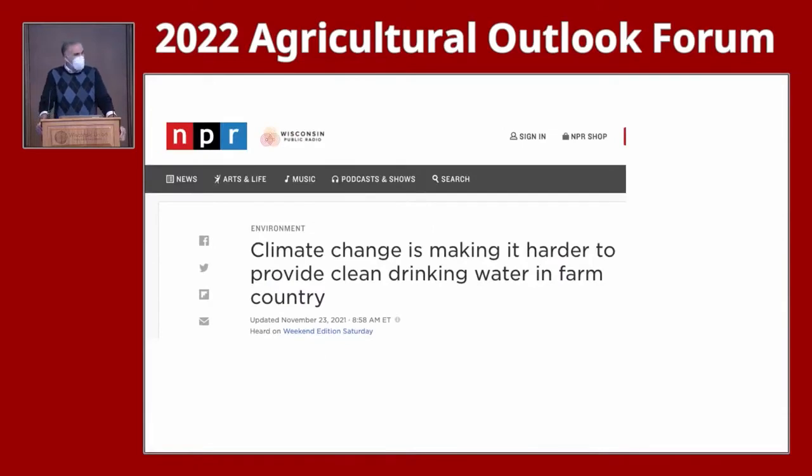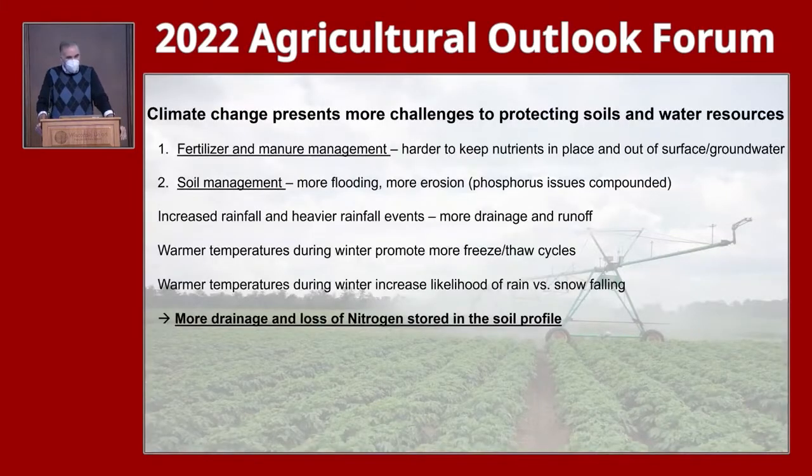And a changing climate is making it harder to provide clean drinking water in our rural regions. Here are some of the reasons why. If you think about fertilizer and manure management, it's hard enough to be in farming and harder to be battling Mother Nature all the time. With increasing amounts of rainfall and an increased frequency of heavy rainfall events, it gets harder and harder to keep nitrogen in the top foot or two of soil where the crop is going to take it up.